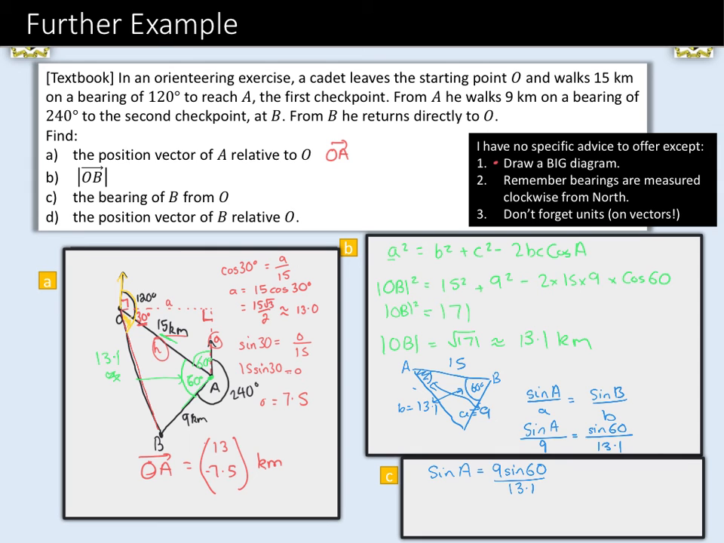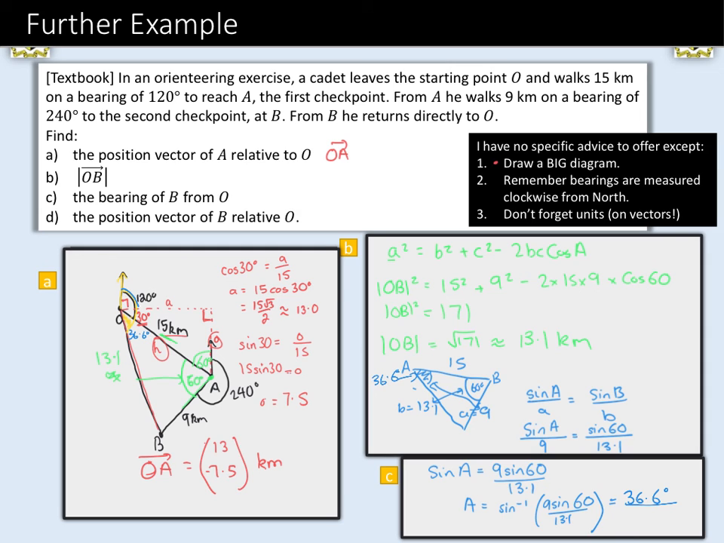Then I don't want sine of angle A, I just want A. So A is going to be equal to arc sine of 9 sine 60 over 13.1, which is just going to be equal to 36.6 degrees. Just remember though that that's not completely what we wanted. I know that that angle there is 36.6 degrees, so in my diagram, this is 36.6 degrees.